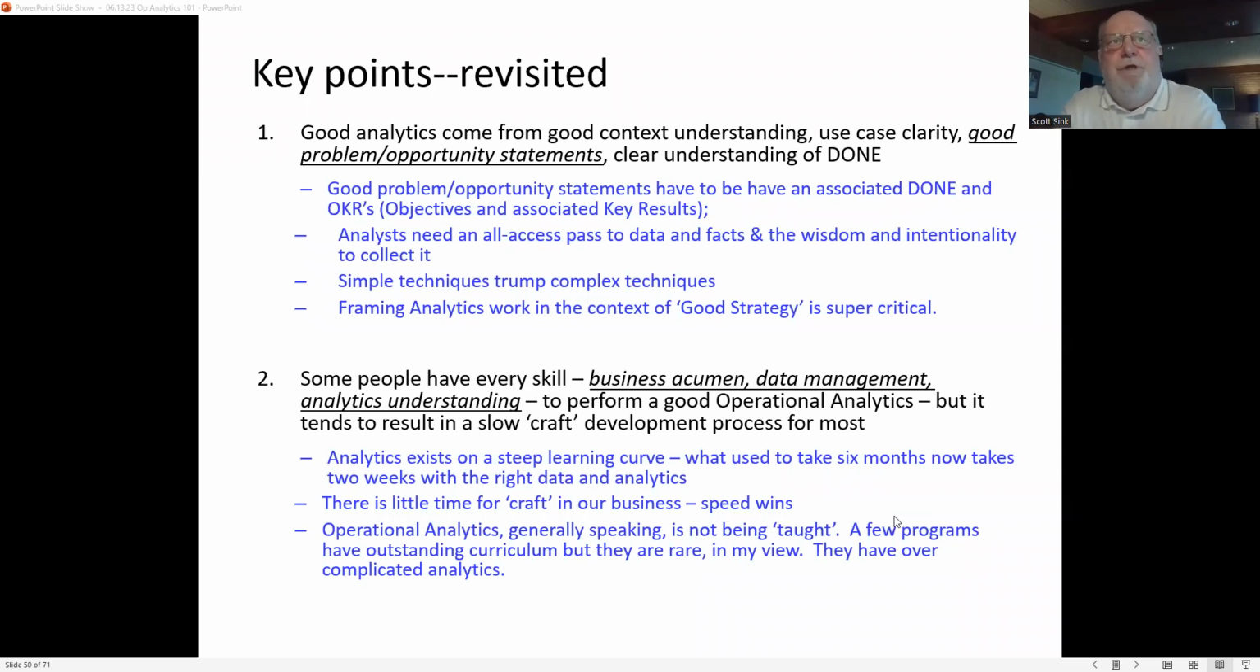So I'll stop and go through these key points again. These were the six key points that I made, and I'm just going to do some sub-highlighting, so to speak, peel the onion back a little bit more. First of all, analysts need to have an all-access pass to data and facts, and the wisdom and intentionality to make sure that their data models are robust, and that they've been innovative and creative in thinking about where to get data, because sometimes it's spread out in a lot of places.